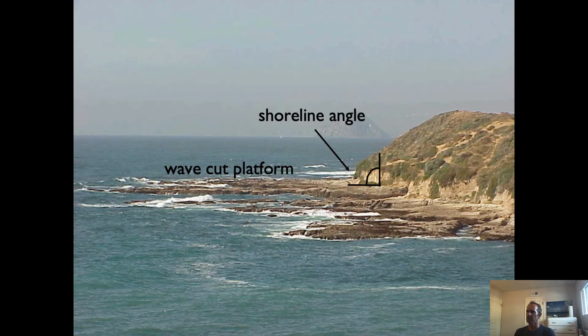Another example along the California coast. So here you can see the wave-cut platform sticking up. It's not perfectly flat because the rocks erode a little bit differently. There's more cemented sections and less well cemented sections. But in general, these are, on a rough scale, relatively flat and gently sloping out towards the ocean.